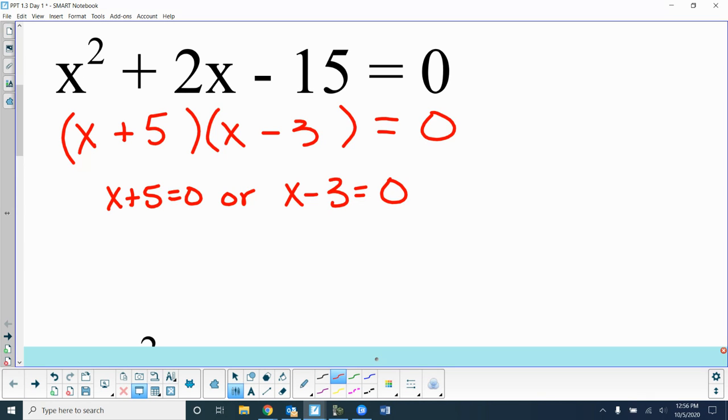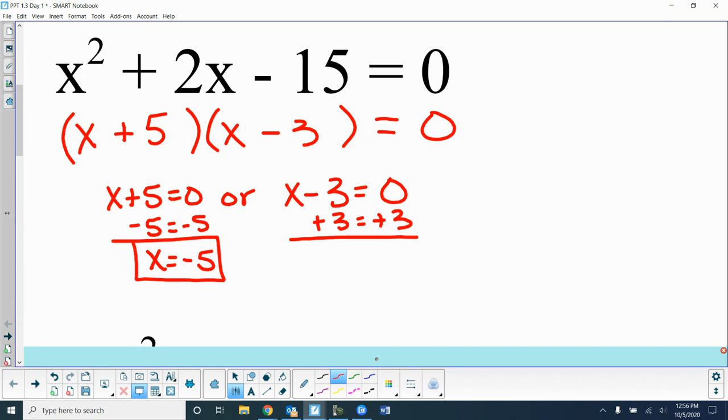Now, most of you, once you get it factored, can tell me the two answers, okay? And that's fine if you can do that, all right? But this is showing the work. Now you just solve for x in both equations. Those are our two answers now. So basically, it's just the opposite of whatever was up there, right?